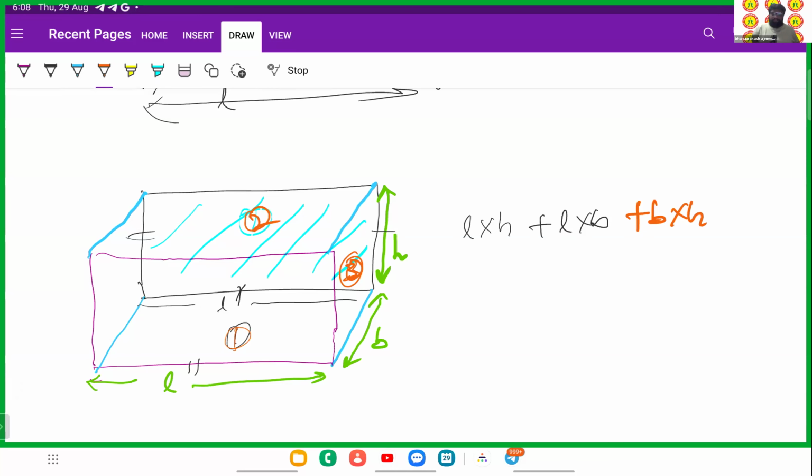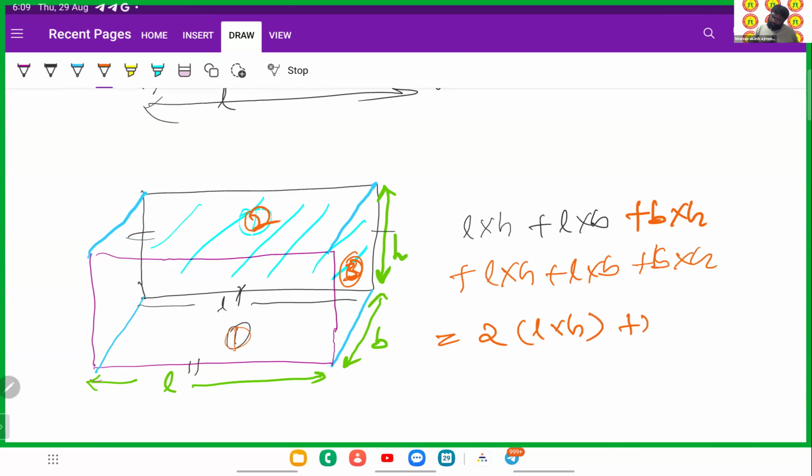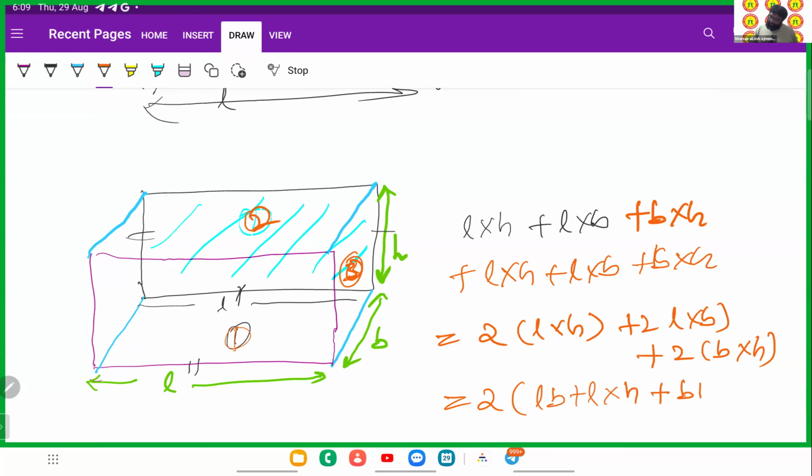So similarly, again, the same sides will be parallel. So plus length into height plus length into breadth plus breadth into height. So overall, 2 into L into H plus 2 times of L into B plus 2 times of B into H. So finally, I can write, taking 2 common, length into breadth plus length into height plus breadth into height.